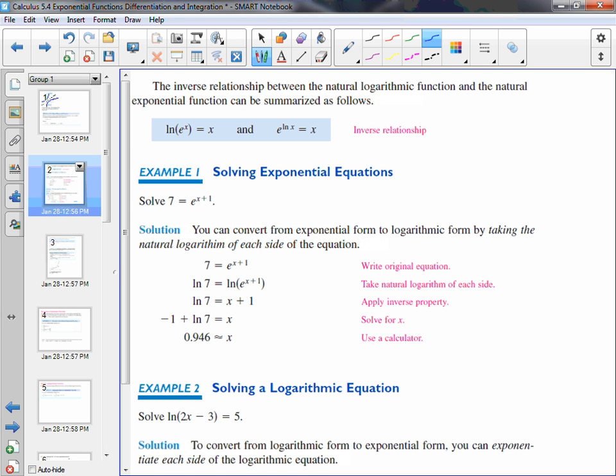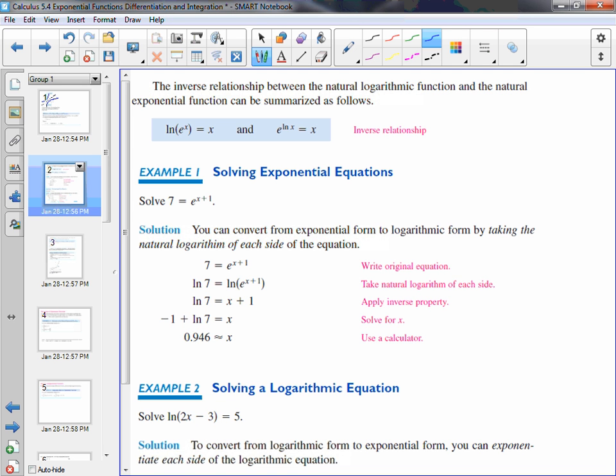Okay? Why is that true? Because it has to be if they're inverse functions. Okay? That was the definition of inverse functions. These are inverse functions. It has to happen. With me?